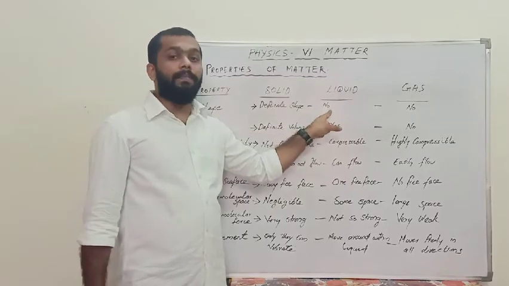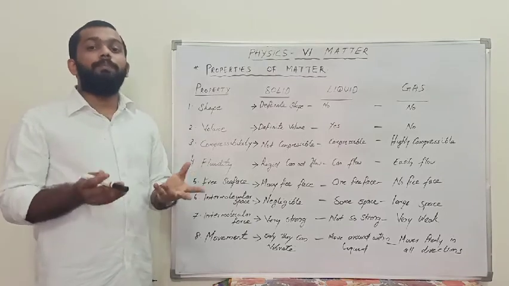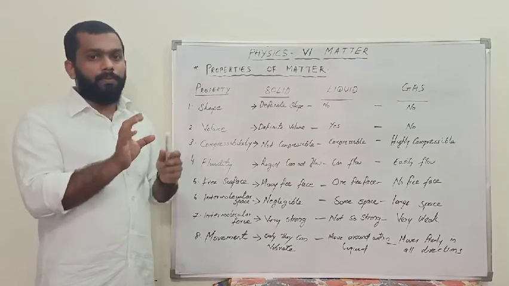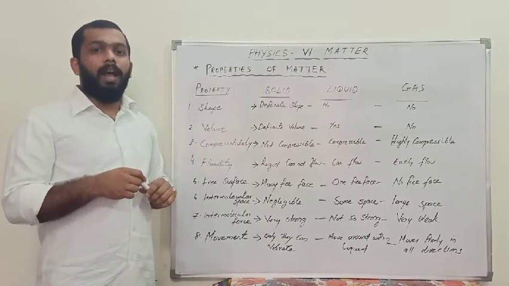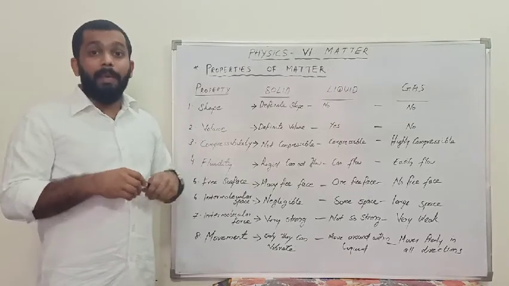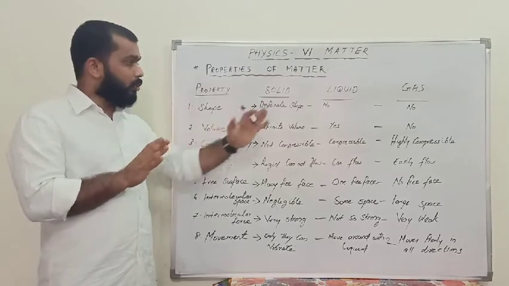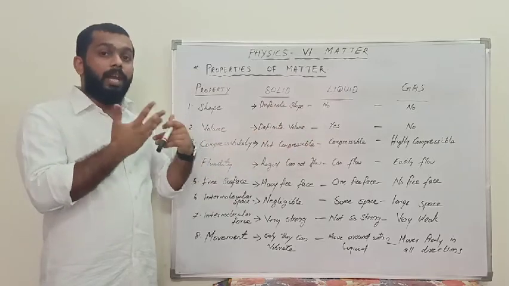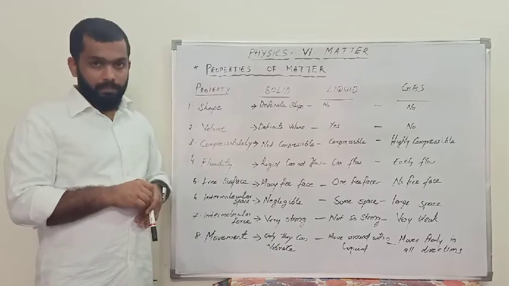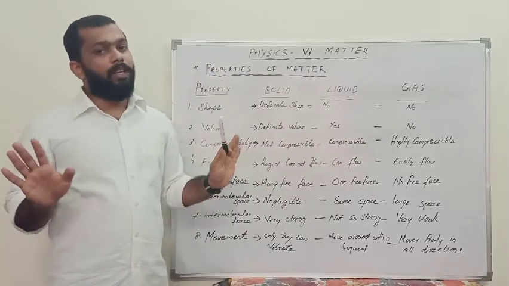liquids do not have a definite shape. Liquids will follow the shape of the container. If you are taking a glass tumbler, you will get the water in the shape of that glass tumbler. If it is a conical bottle, then the shape will be conical. If it is a spherical bottle, the shape of the liquid in that container will be the shape of that container. So liquids take the shape of the container or bottle in which they are filled. Then gases do not have any definite shape.